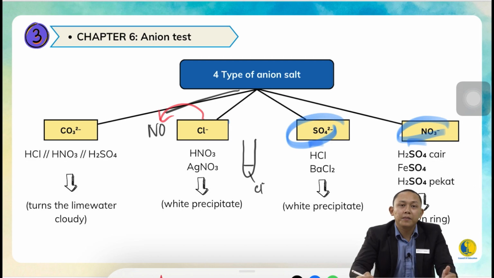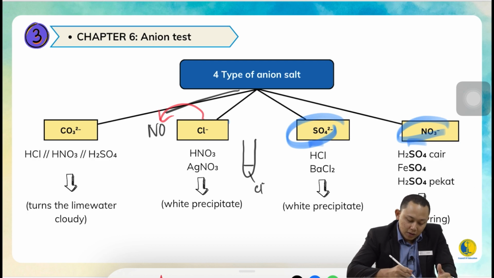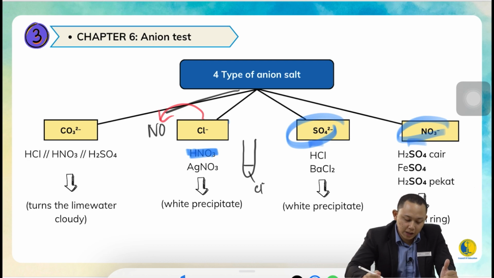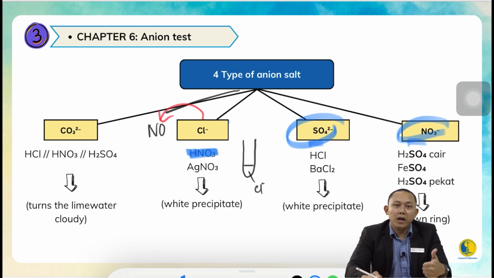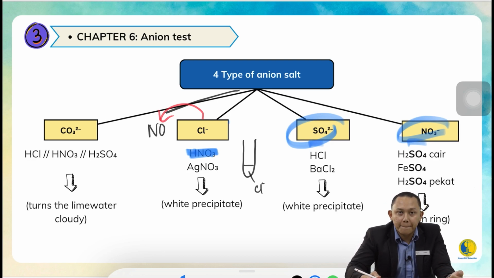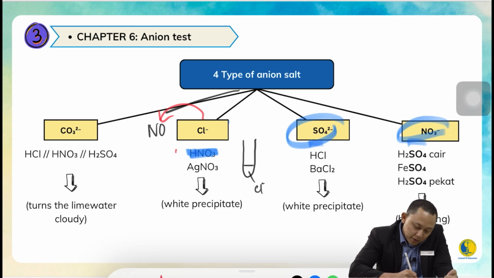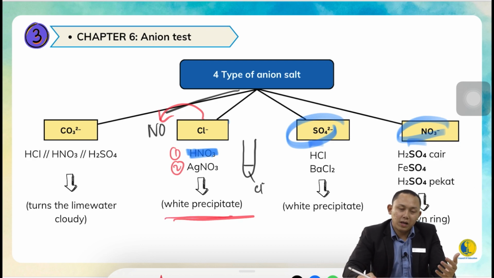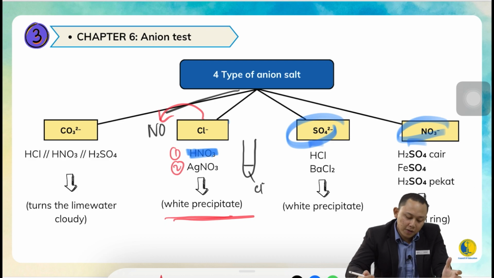NO meaning that the acid that you need to add must contain a nitrate ion. What acid that contain a nitrate ion? So this is the answer, a nitric acid. First step first, you need to add nitric acid. And after that, you need to add silver nitrate solution. The first step, this one, second step, this one, and you can see a white precipitate. So what does that white precipitate indicating? This white precipitate are telling you that on your salt just now contain a chloride ion.